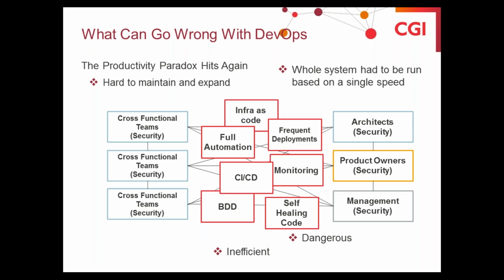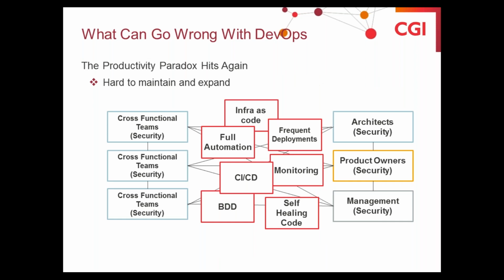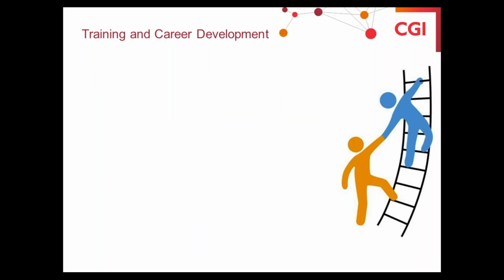It's no longer as inefficient because my changes are getting to the users as quickly as possible, so I don't have all these sunk costs before I realize my benefits. It's not as dangerous because I can fix my security problems as quickly as possible. The whole system doesn't have to be run at a single speed. Changes that take a long time can be implemented in parallel to quick changes that go out. And it's no longer hard to maintain or expand. So that's the overview, that's the holistic approach.